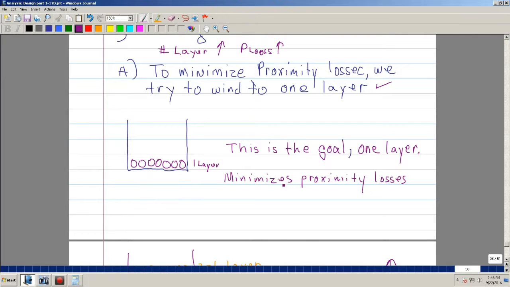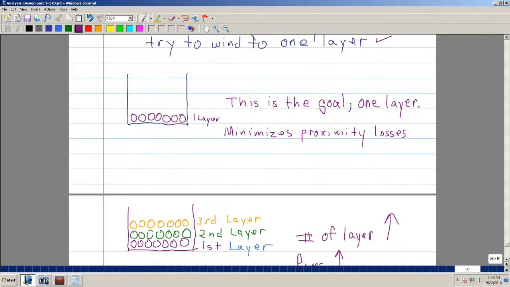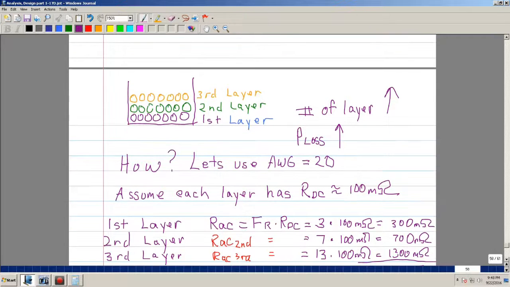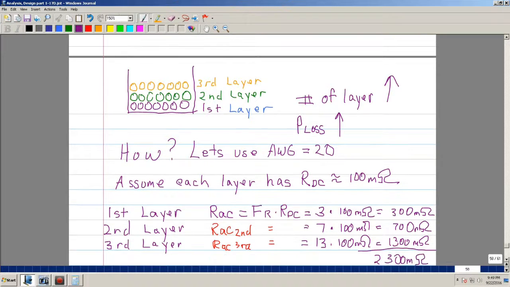If you use one layer, that will minimize your proximity losses. But in some cases, you may have so many layers or turns that you can't wind them in one layer. You may have to use 1, 2, 3 layers. So what can you do? And what would be the effect if you were to use 3 layers?